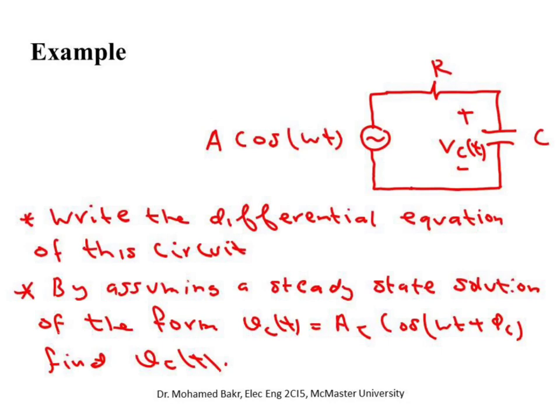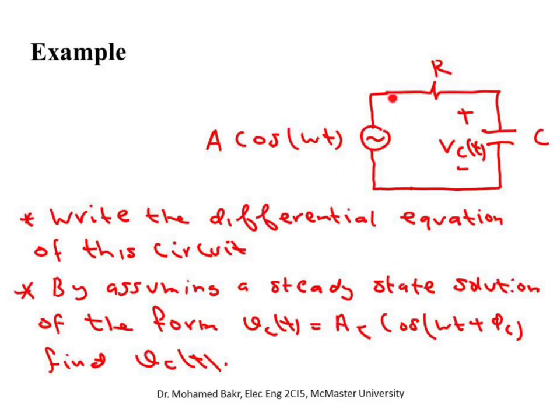Let's take a look at an example to illustrate this concept. We have here a linear circuit, a resistor in series with a capacitor, and a sinusoidal source. We'd like to find the differential equation governing this circuit. This is not a problem, we can write that. And we'd like to assume a steady state capacitor voltage, AC cosine(omega t plus phi C), and then try to find phi C and AC, because I know the frequency omega is the same as my source.